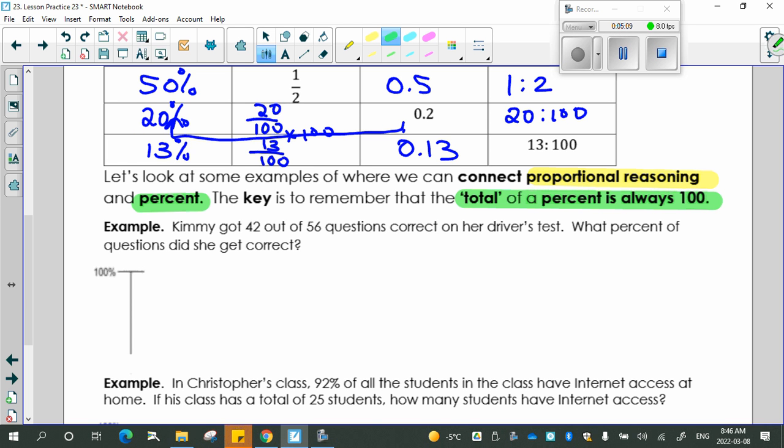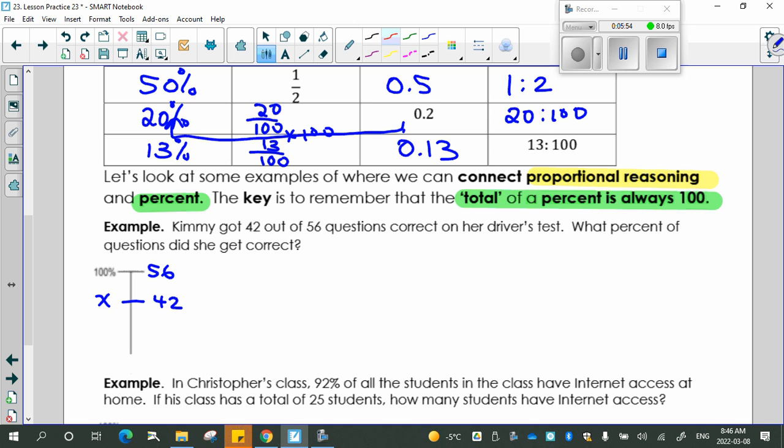So, for example, Kimmy got 42 out of 56 questions correct on her driver's test. What percent of questions did she get correct? So this little graphic here is going to help me set up a proportion. 100% is the total number of the whole. What's the total number of questions? 56. So 100 and 56 go together. Where would 42 be along this continuum, more towards the bottom or more towards the top if it's out of 56? More towards the top. And then I want to know what percent that is, so that's where X goes.